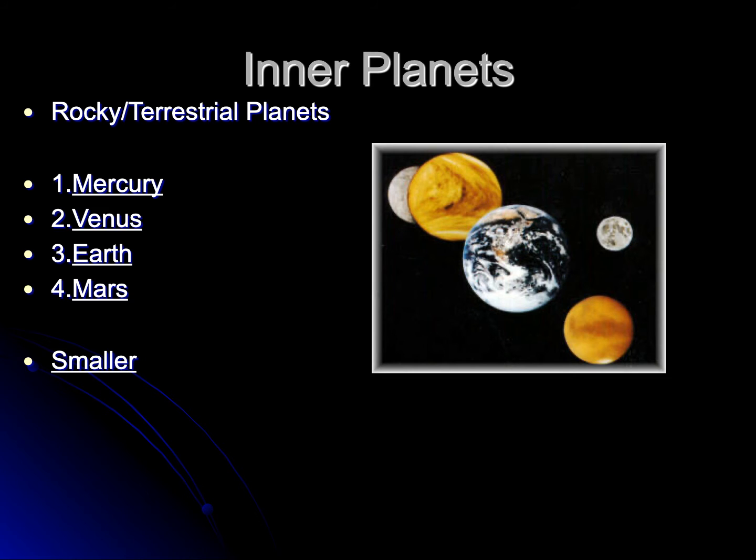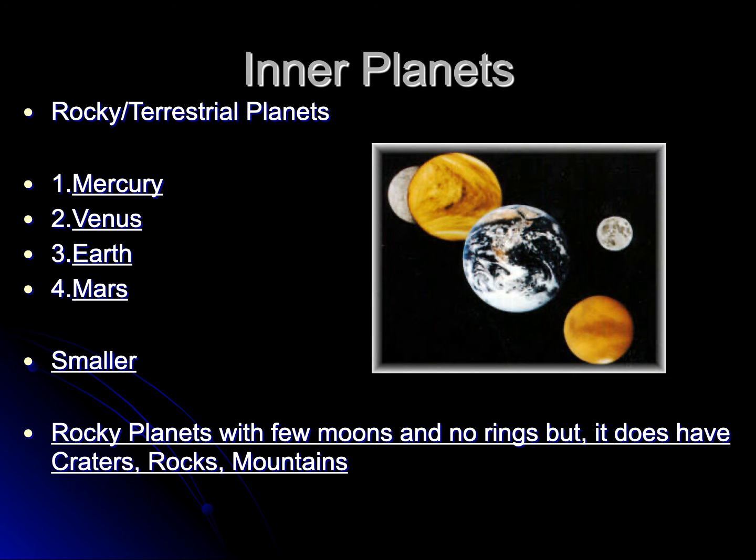The first factor is what they are composed of, and the big difference is these are made of rock and that they're smaller. They also have few moons. Some have no moons. They don't have any rings, but they do have craters, rocks, mountains, volcanoes. They have stuff like that. They just don't have the rings like the outer planets do. And they have craters and rocks because of their composition, what they're made of.